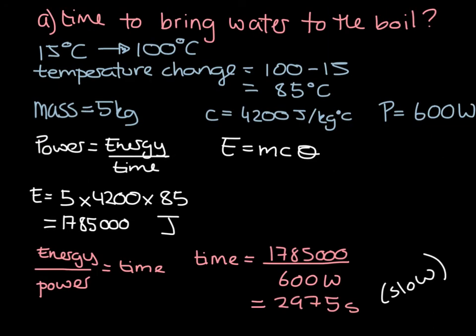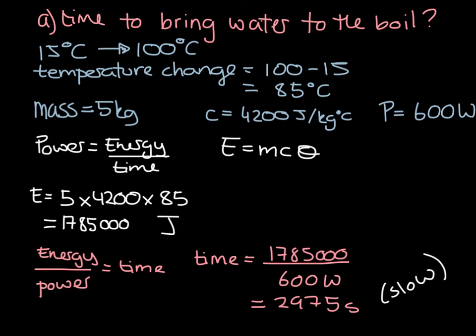So, time to bring the water to the boil. My temperature change is from 15 to 100 degrees C, so that gives me a temperature change of 85 degrees C. I've got a mass of 5 kilograms of water and a specific heat capacity of 4,200 joules per kilogram per degree C. Using this specific heat capacity equation here, because I'm talking about a temperature change, not a change of state, I do 5 times 4,200 times 85, which gives me this.